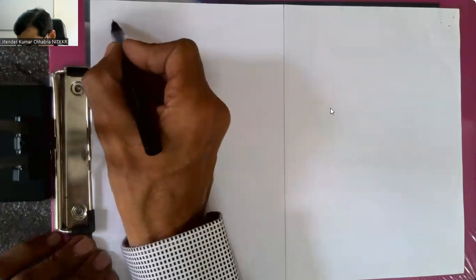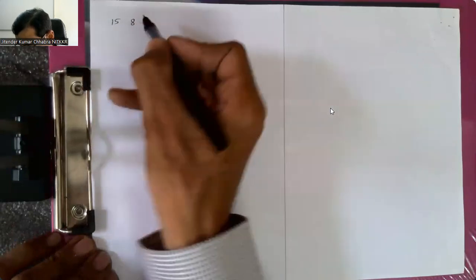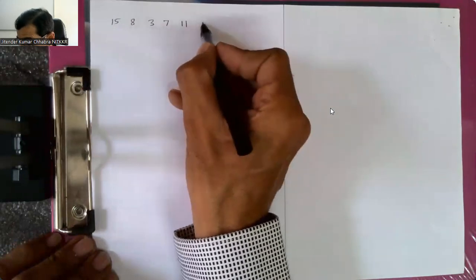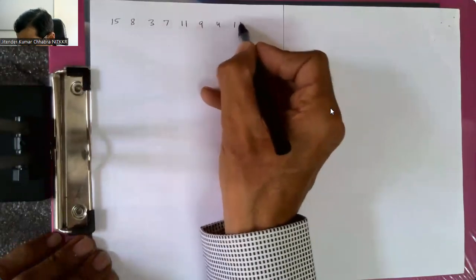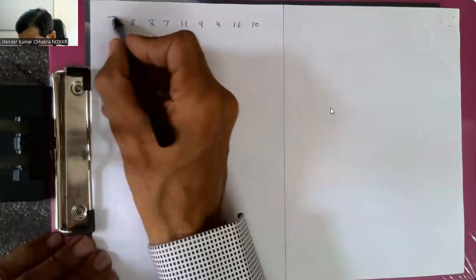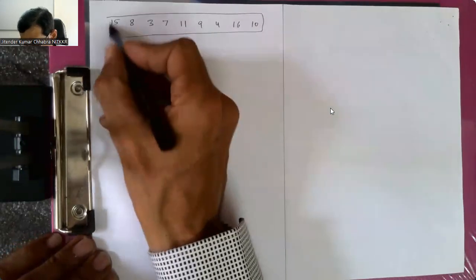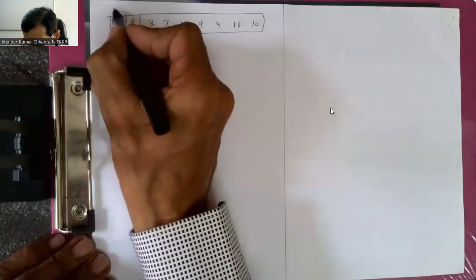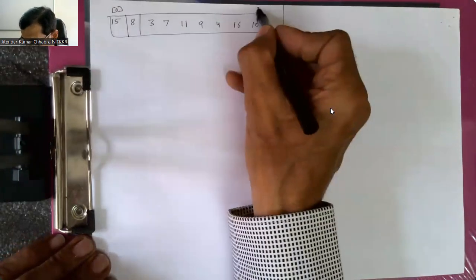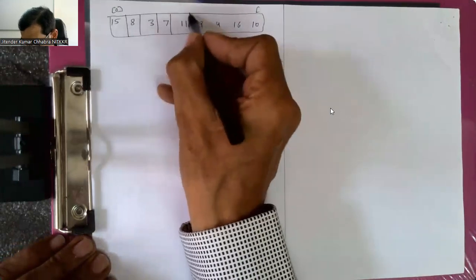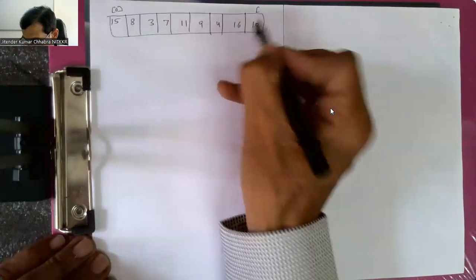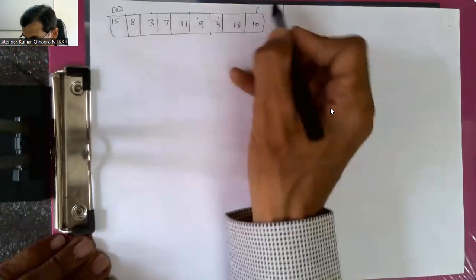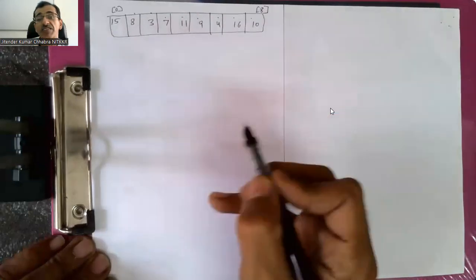So we assumed the data to be 15, 8, 3, 7, 11, 9, 4, 16, 10. This is my total list. Always consider the list in terms of indexes: this is index 0 and onwards. 0, 1, 2, 3, 4, 5, 6, 7, 8. 0 to 8, total 9 elements.